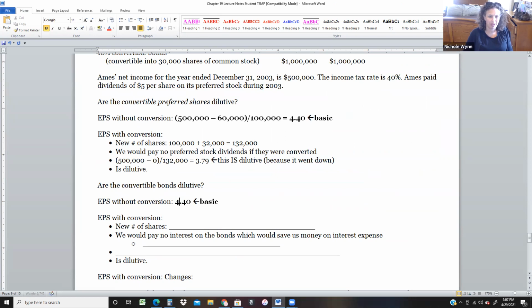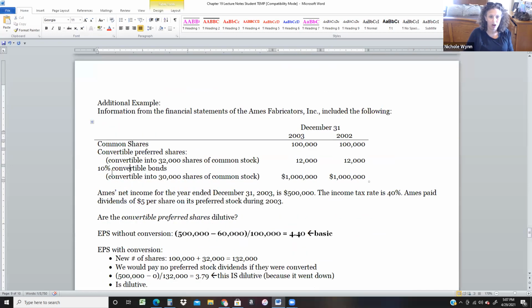I'm going to go ahead and just type it. 500 minus 60,000 divided by 100,000 equals... Okay, so 4.40 is the basic earnings per share. Now, my new number of shares if we convert these bonds, and we're looking at these completely separately from the preferred shares. So we're just comparing basic to if the convertible bonds are converted. The new number of shares would be an additional 30,000 shares.